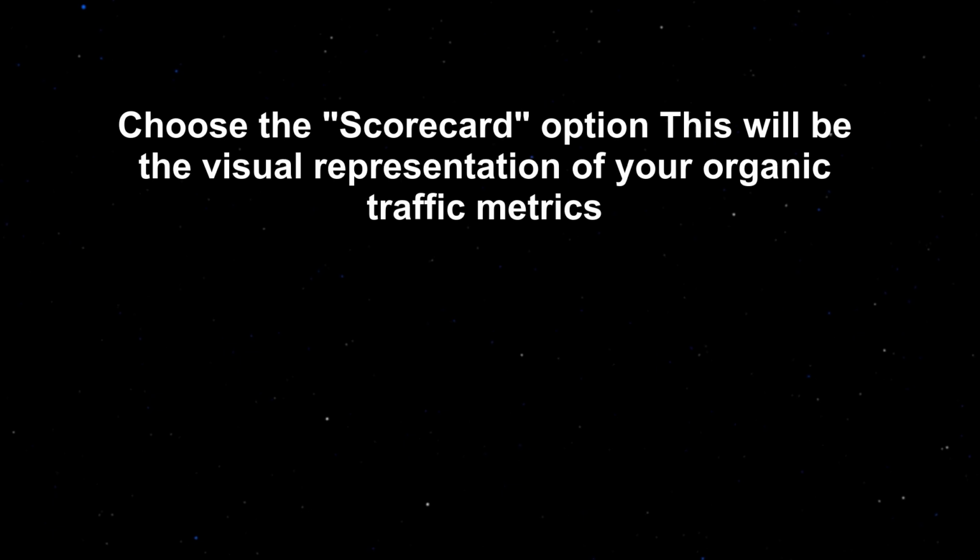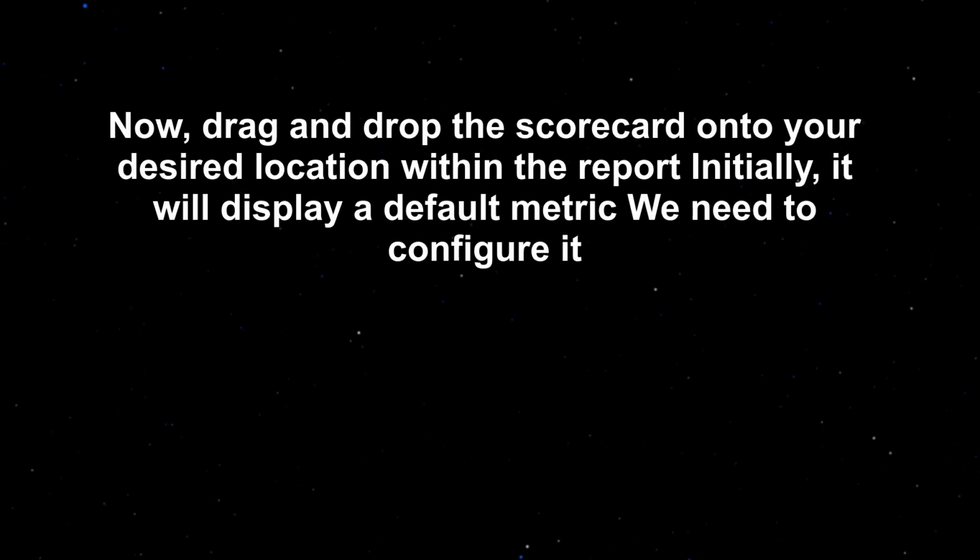Choose the scorecard option. This will be the visual representation of your organic traffic metrics. Now, drag and drop the scorecard onto your desired location within the report. Initially, it will display a default metric. We need to configure it.